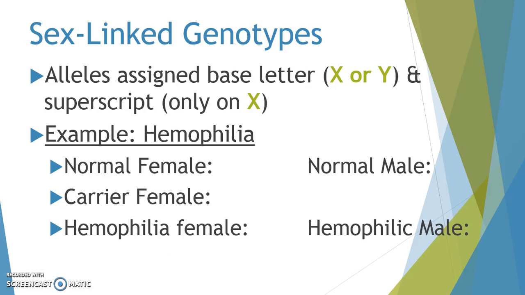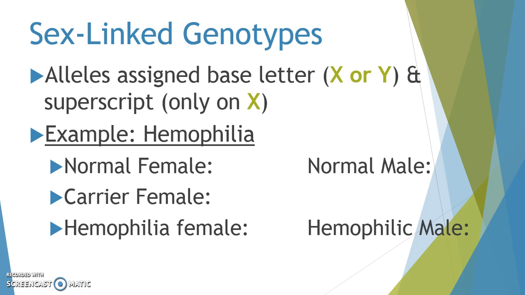The alleles we use for sex-linked traits are X's and Y's because those are the two possible alleles you can have to determine whether you are male or female. However, we include a superscript, like with multiple alleles, but we only write it on the X chromosome because that's where sex-linked traits are found.